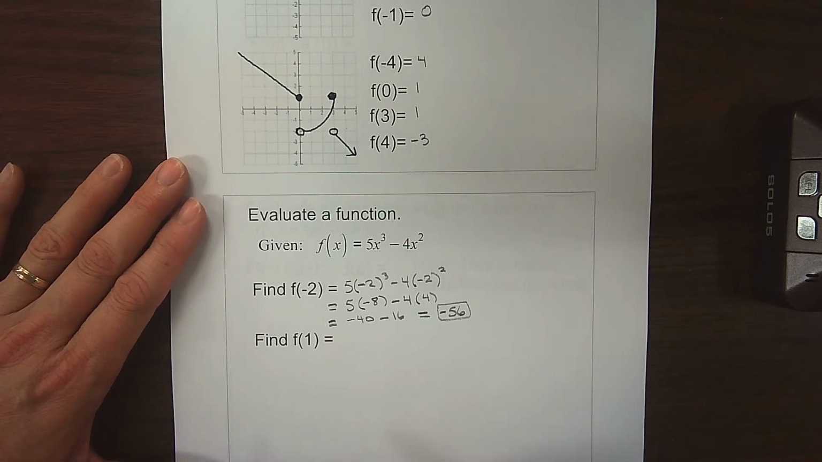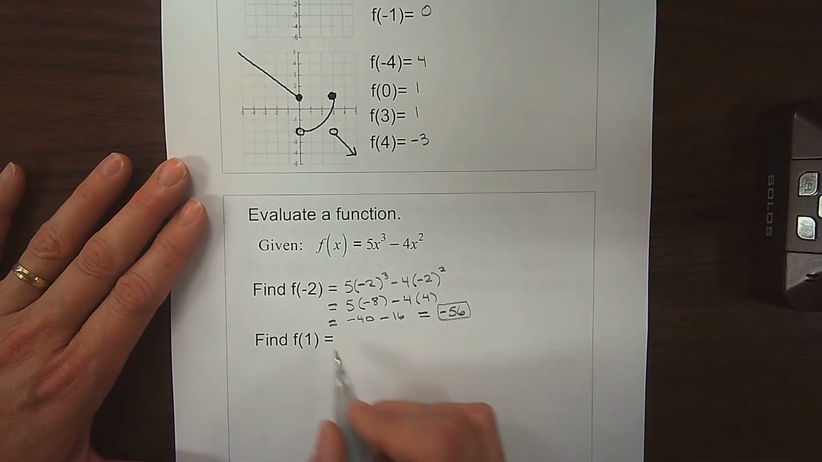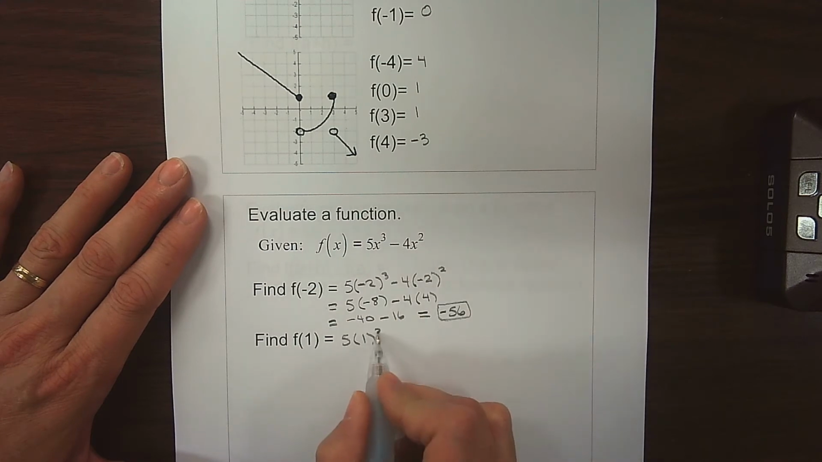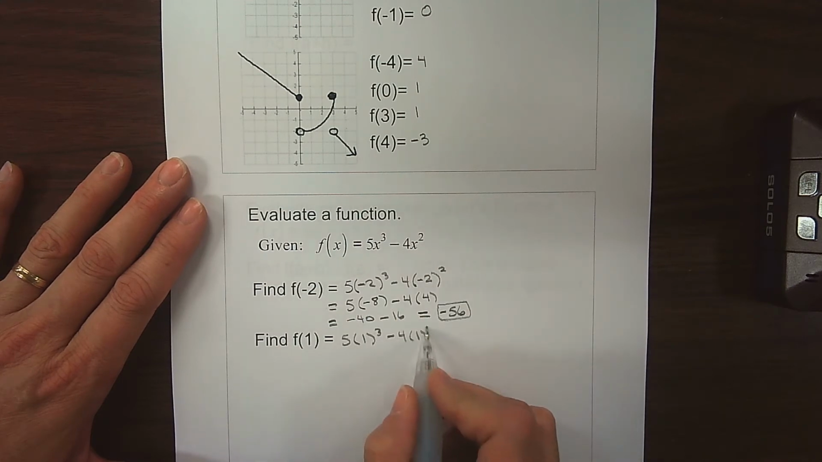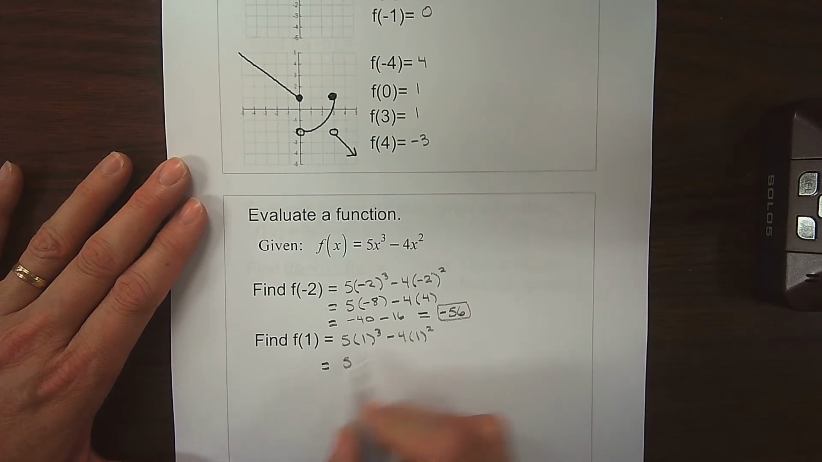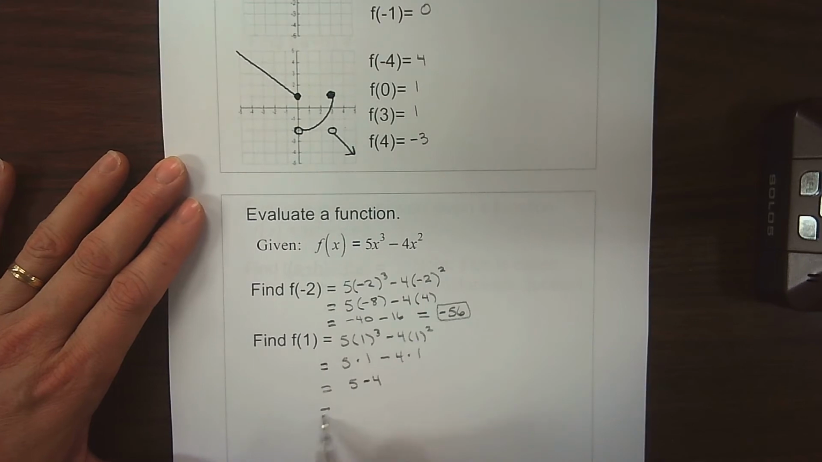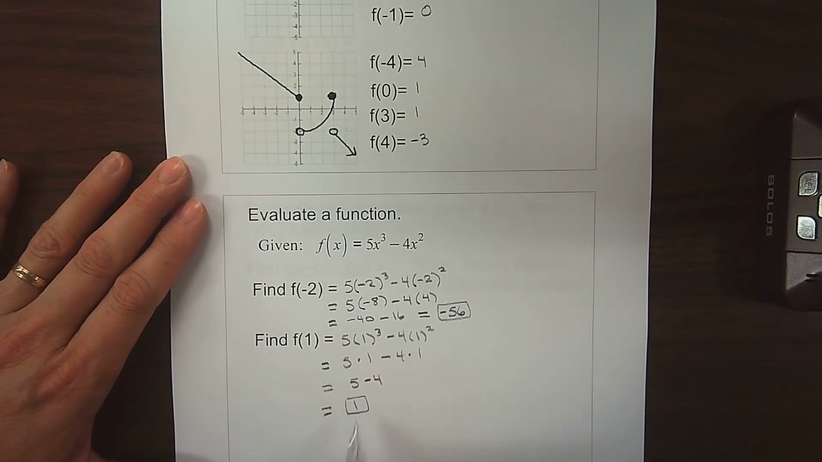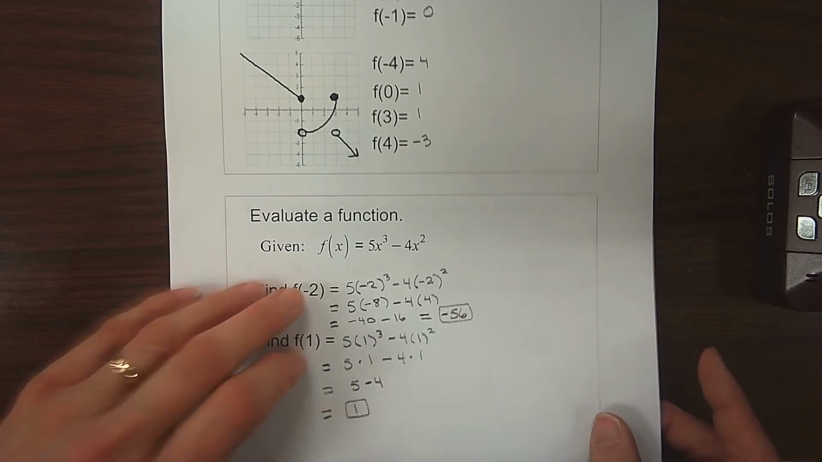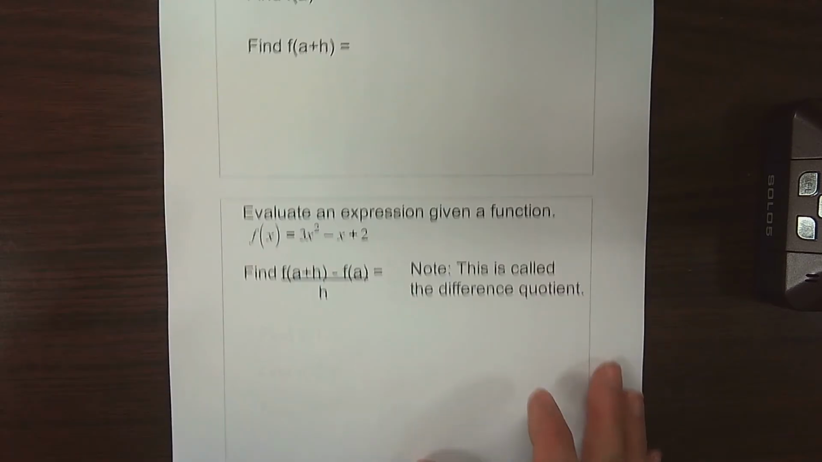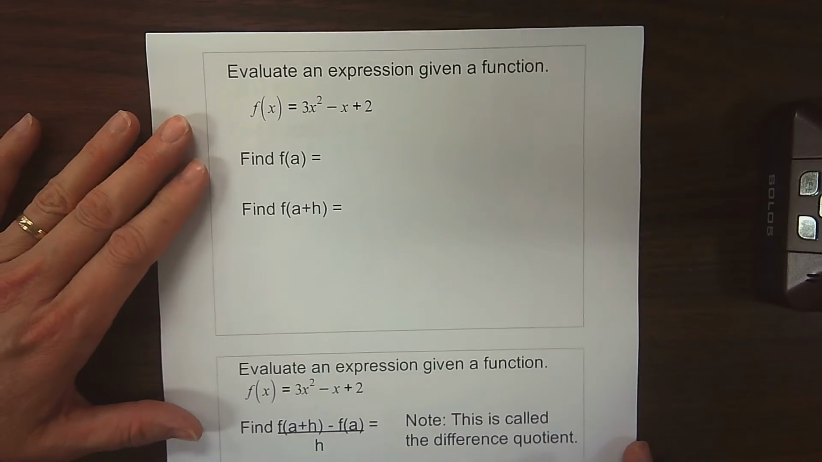All right, and let's evaluate f of 1. Once again, wherever I see the x, I'm going to put 1 in its place. Since 1 cubed is just 1, and also 1 squared is just 1, this becomes 5 minus 4, or 1 overall. Again, pretty simple, probably feeling quite comfortable with this content, I hope.